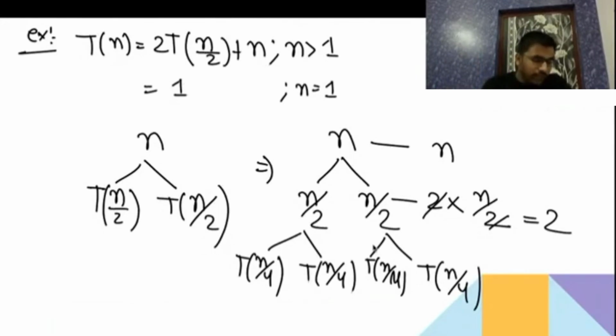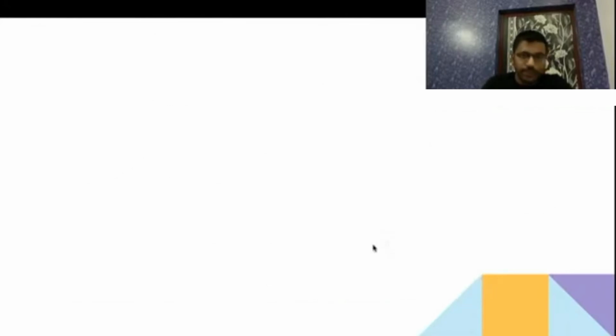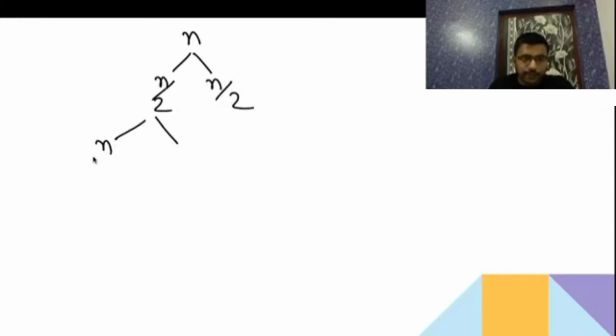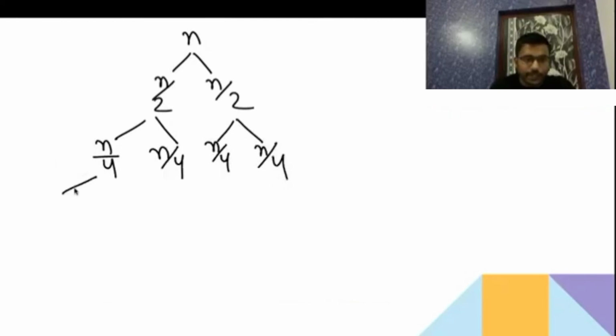Now let's see what is going to be the time complexity. Are you done with the writing? I think that you are done, fine. So like n, then you are getting n by 2, n by 2, then here n by 4, n by 4, n by 4, n by 4, similarly here n by 8, n by 8, n by 8, like this it will go.